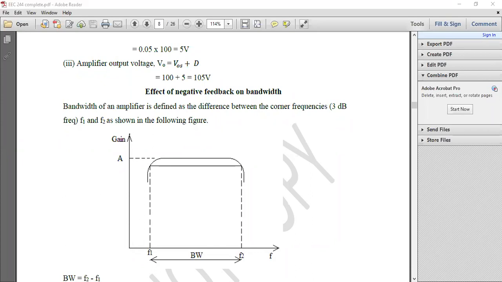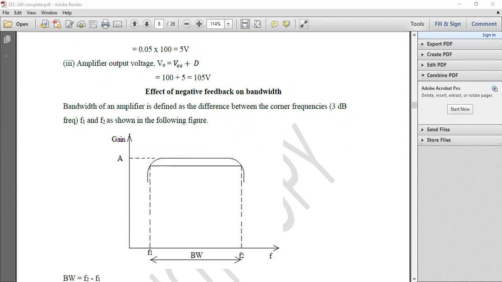Bandwidth of an amplifier or any other electronic device is regarded as the difference between the maximum and minimum frequencies that the device is working with. So sometimes we call it corner frequencies, or 3 decibel frequency, F1 and F2. So the structure of the graph that we have here will help us to understand what effects negative feedback has on the bandwidth of an amplifier.